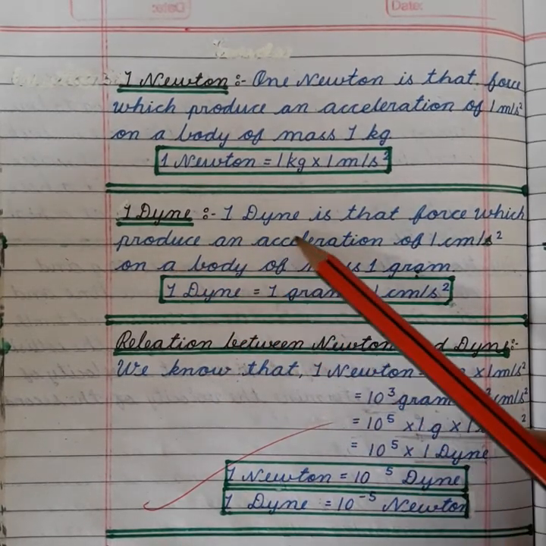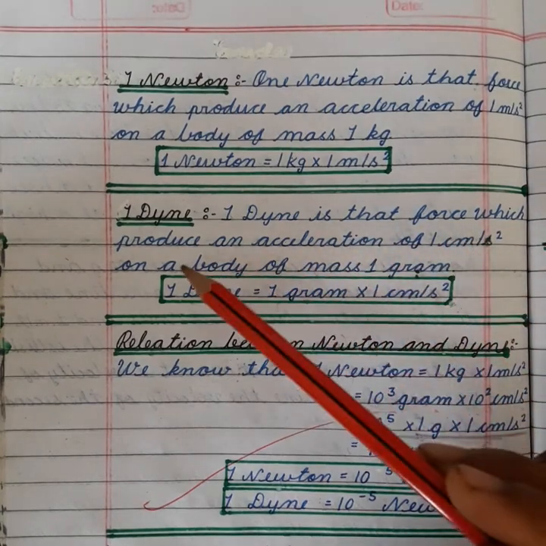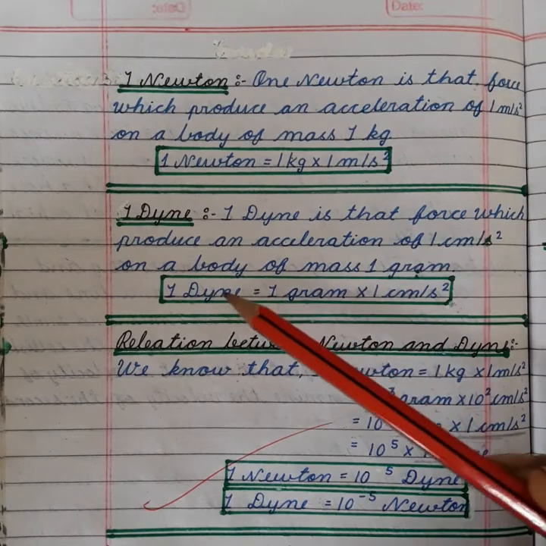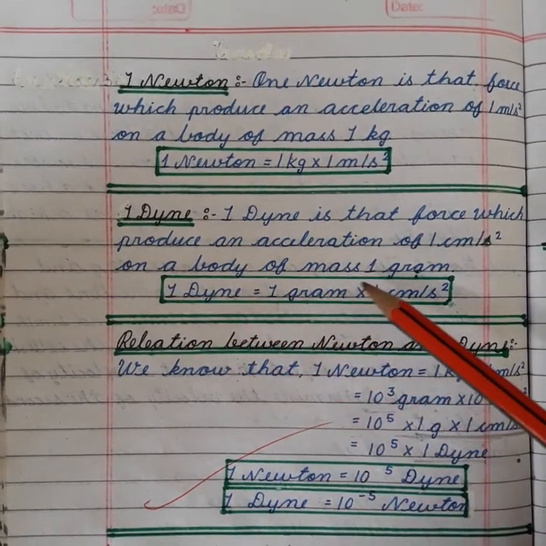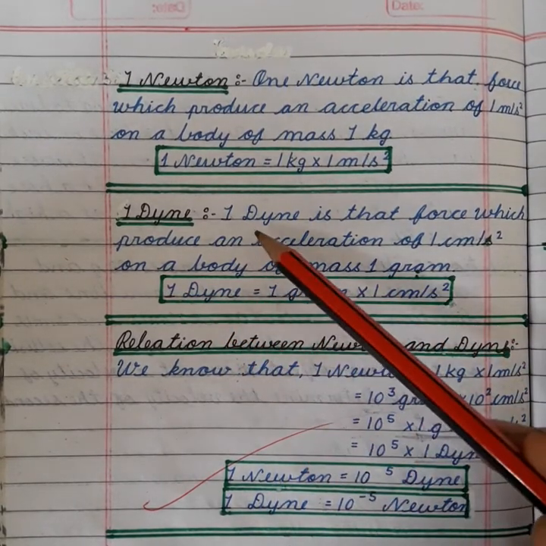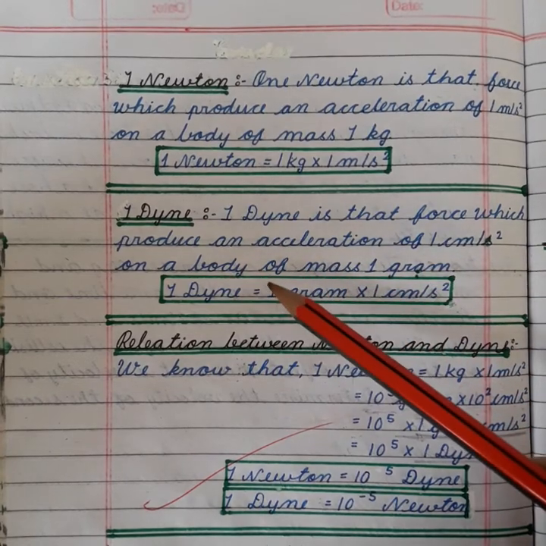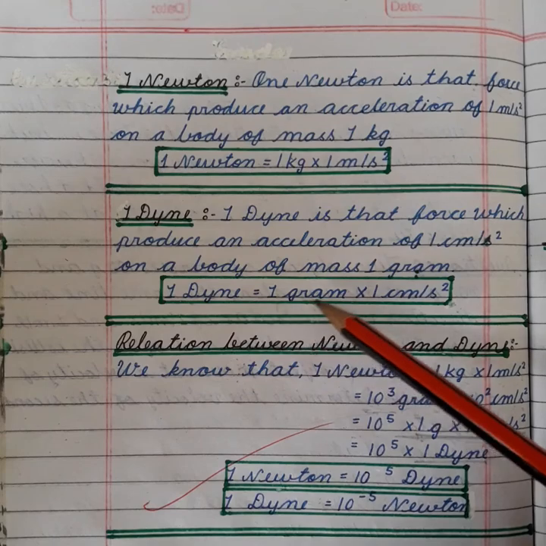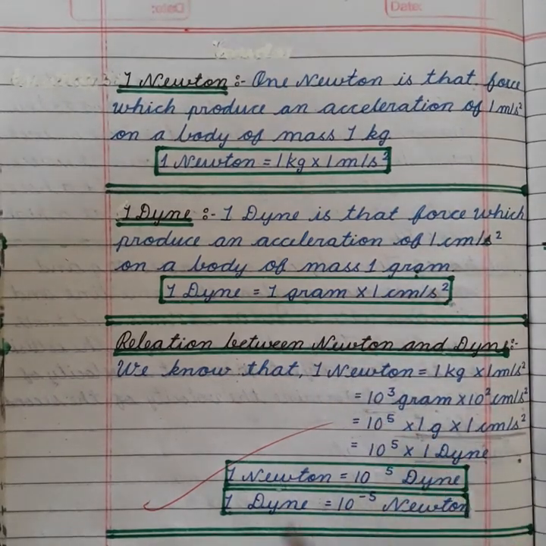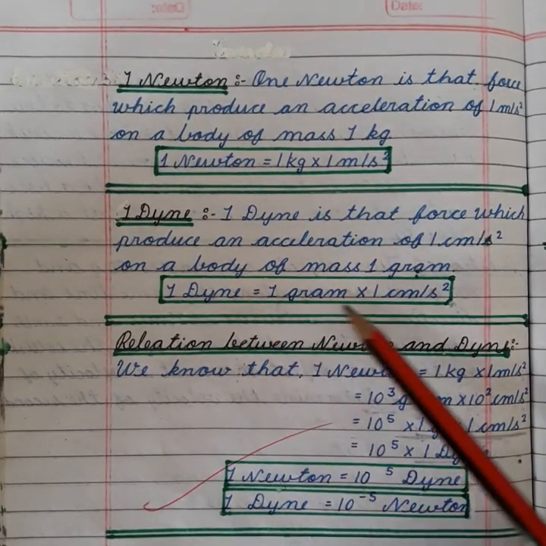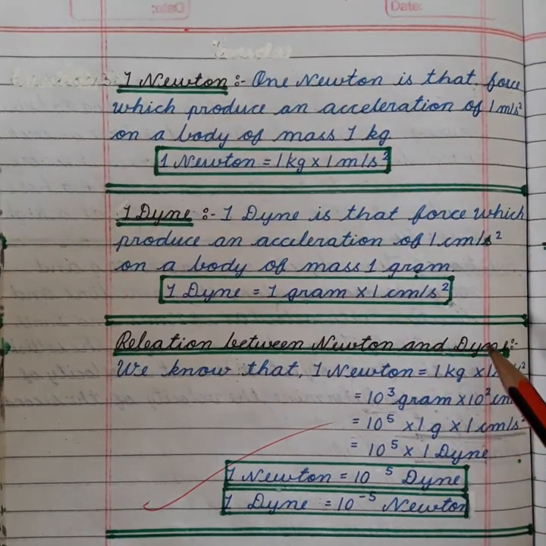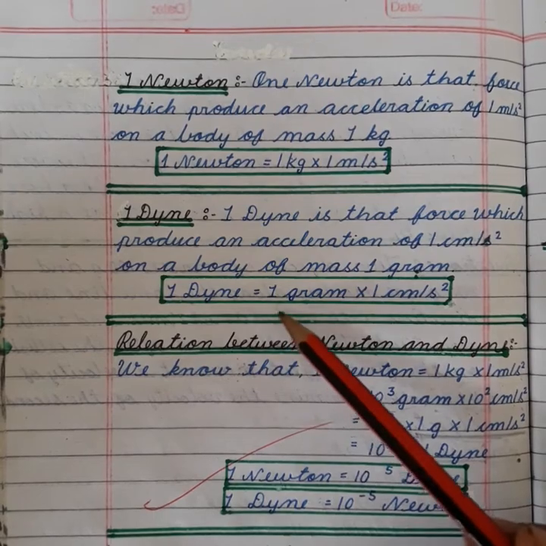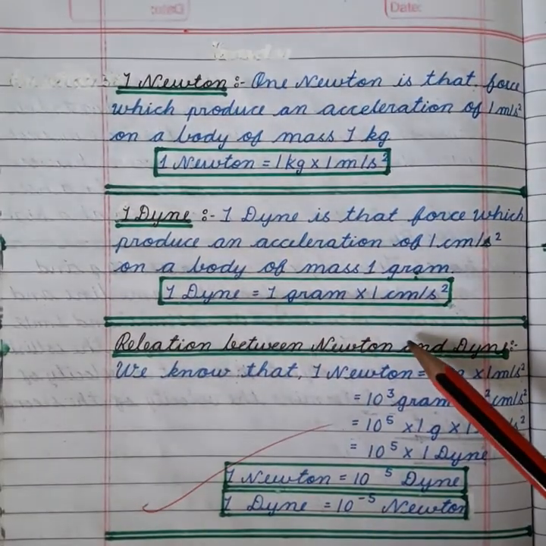1 dyne is that force which produces an acceleration of 1 centimeter per second square on a body of mass 1 gram. Formula of 1 dyne: 1 dyne equals 1 gram into 1 centimeter per second square.